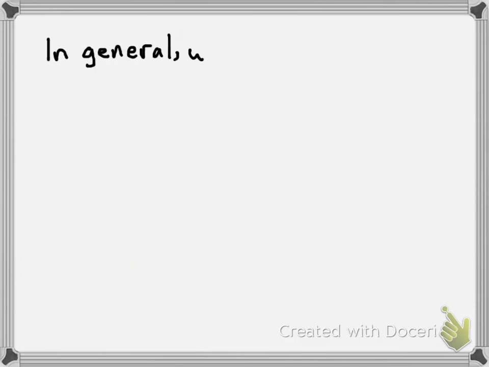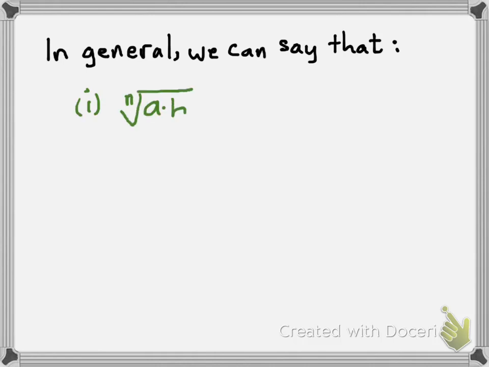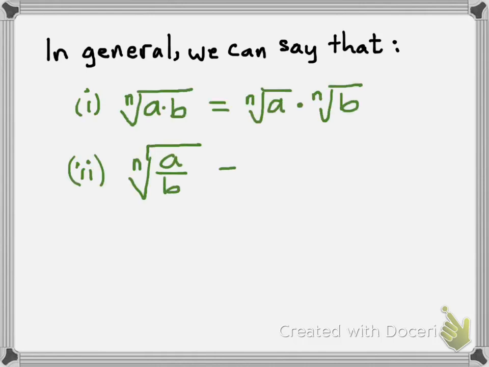Now, what can we say in general about situations like the one that we have just described? Well, this means that in general, the nth root of a product of two real numbers, a and b, is the same thing as the nth root of the first number multiplied by the nth root of the second number. And if your real number is a fraction, like a divided by b, then the nth root of a divided by b is the same thing as the nth root of a divided by the nth root of b. We are going to use this to look at some examples.